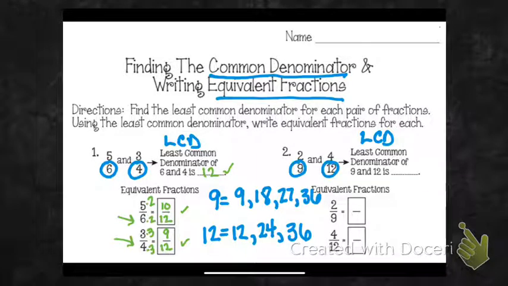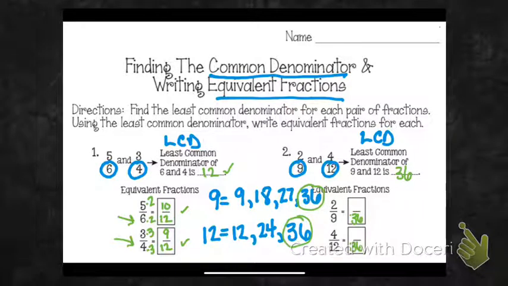All right, now you should notice then that we do have a number that appeared in both lists, and that is 36. So that means our LCD is 36. All right, then for the second part, down here on the fractions, put those denominators in as 36. So those are our denominators of 36.